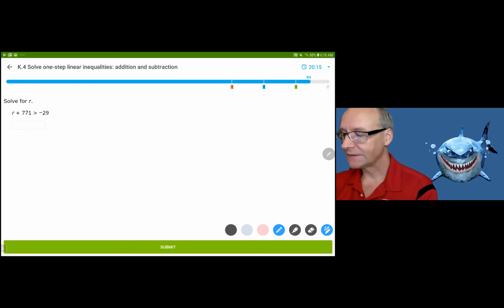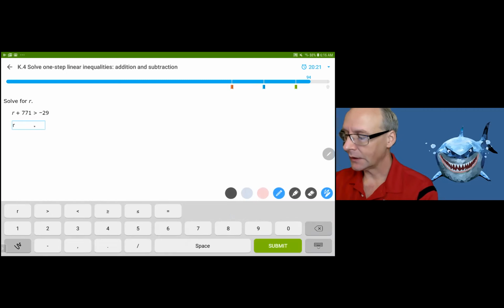And we're going to subtract 771. This one's kind of interesting. We get R is greater than, this is going to be negative 1,000, huh? No, 800. Negative 800, because the 71 rounds up to 100, and I have negative 800, and looks right.